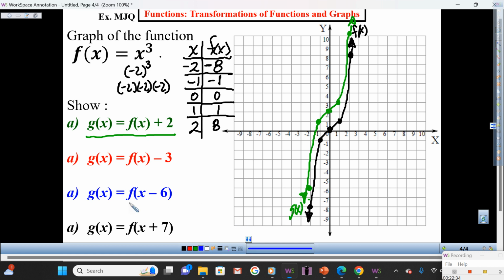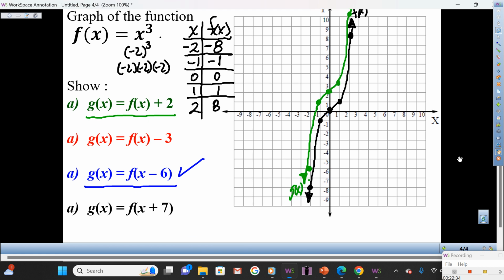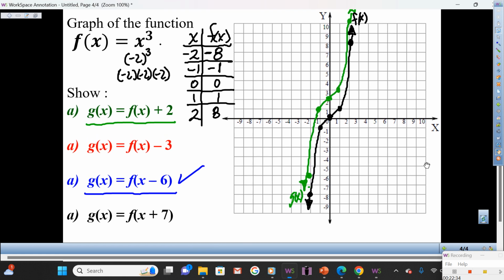All right. Let's go to the blue one. Look at the blue one. Tell your neighbor what's going to happen to the original f of x according to this blue transformation.